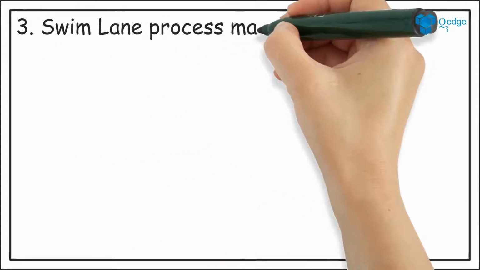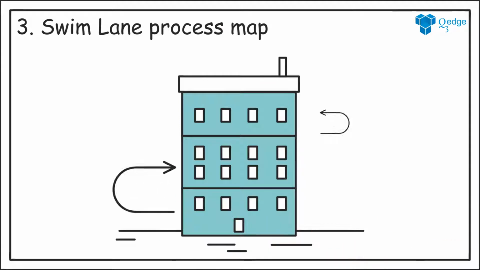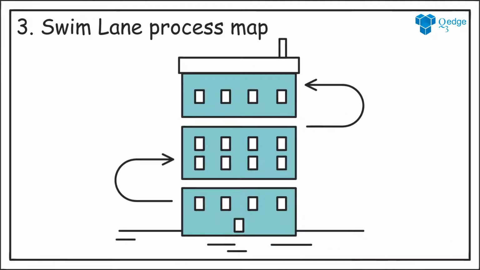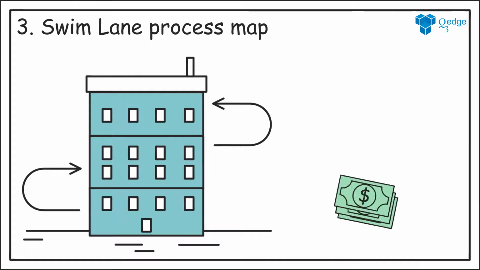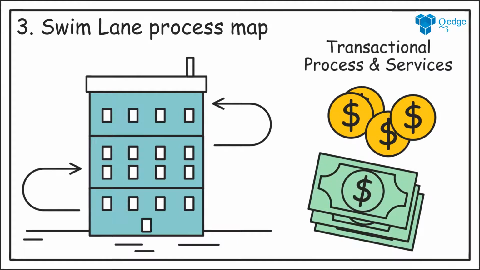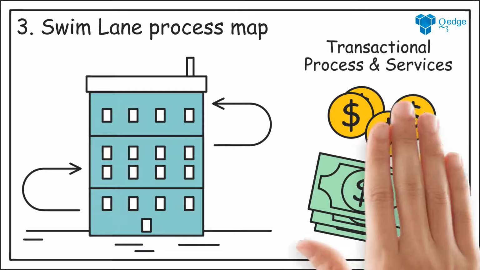Swim lane process map. This type of map is used when the process goes through different departments of the organization. This map is very useful for study of transactional process and services.